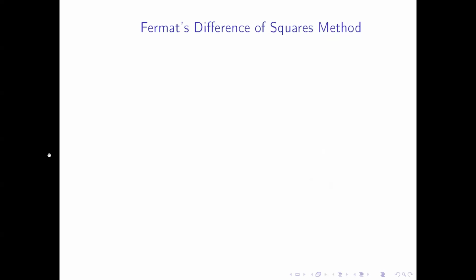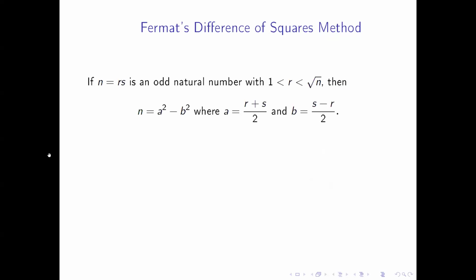Well, one of the first methods is called Fermat's difference of squares method, and this is actually really, really useful. Let's suppose that n is an odd number bigger than 1, and it's a product of two numbers, r and s, where, as I said before, we suppose that r is less than the square root of n. So n is not a perfect square. That would just make this horrible.